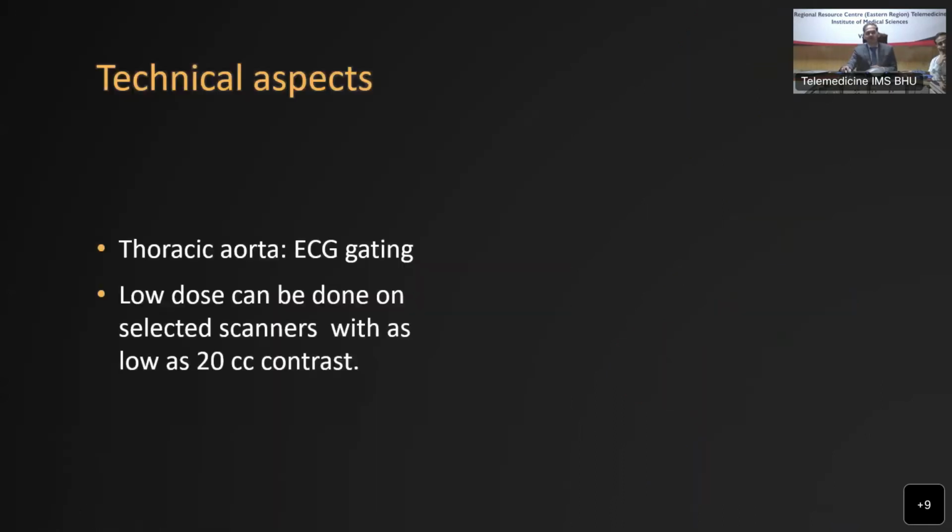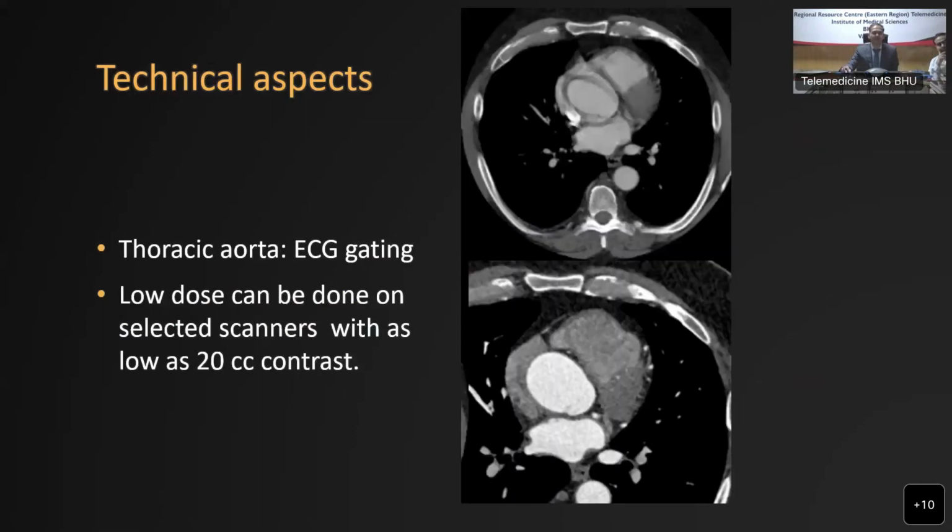Looking at some technical aspects that we should encounter as a radiology trainee or attending radiologist, gating is absolutely a must. In my institution, we always use ECG gating to image the ascending thoracic aorta. And I'll show you examples of this.